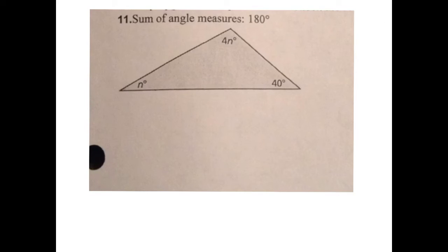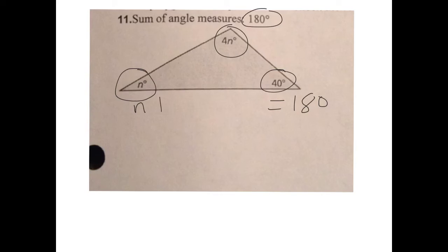We learned back in middle school and elementary that all triangles add up to be 180. So if I add the left angle plus the top angle plus the right angle, I end up with 180 degrees. And that's how we integrate geometry and algebra together. So this is n plus 4n plus 40 equals 180.